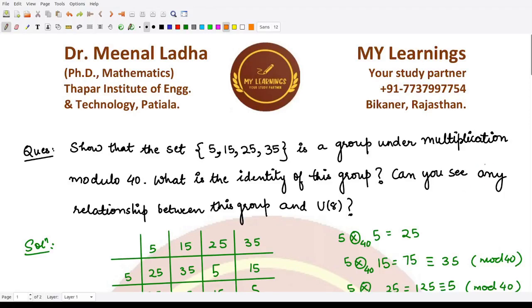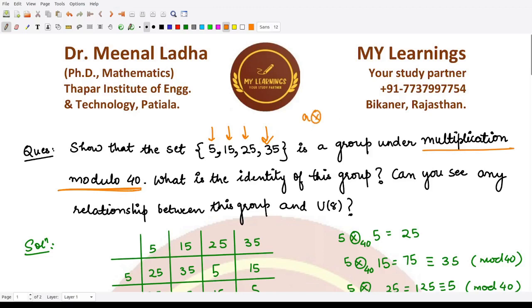In this video, we'll be showing that this set, which consists of the elements 5, 15, 25 and 35, forms a group under the operation of multiplication modulo 40. So how does this operation work?